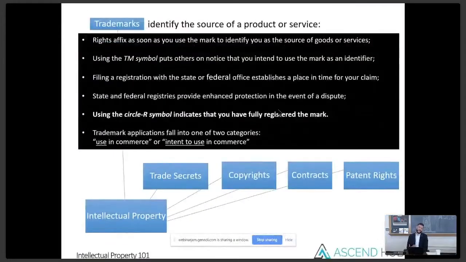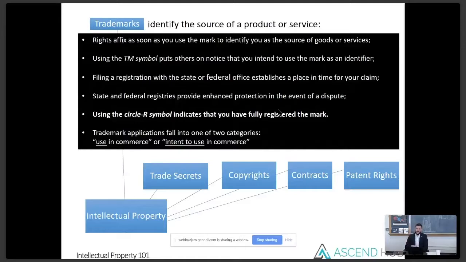So what I mean by that is rights affixed in a trademark at the time that you begin to use it to identify yourself as the source of a certain product or service. Similar to a copyright, the rights affix at the time that you do the thing. But if you use the TM symbol at that time, you're also putting others on notice that this is your trademark.